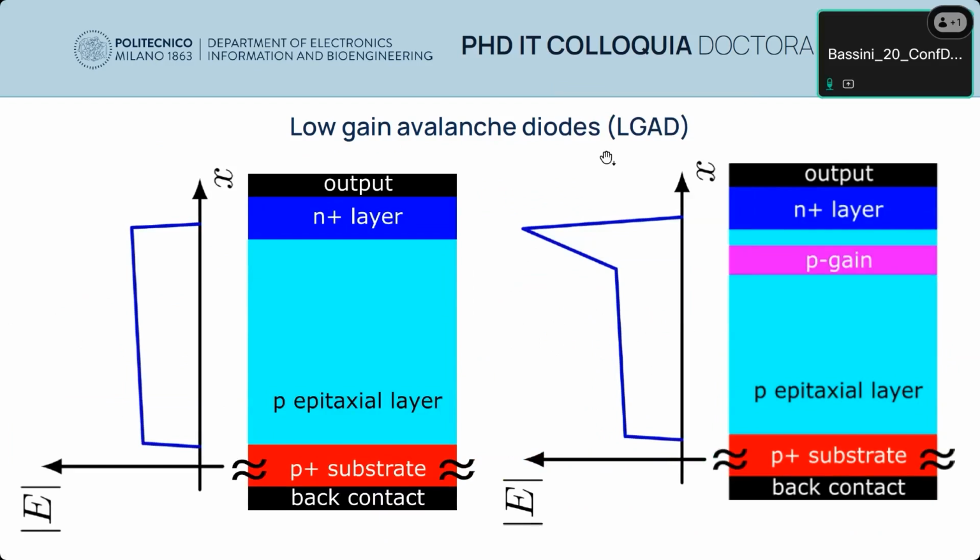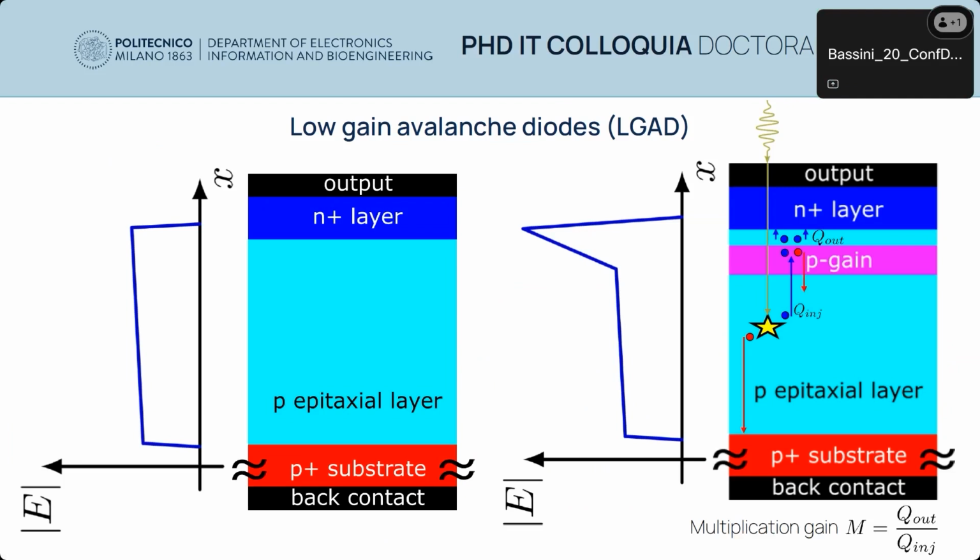Here I show the basic schematic of a diode and a low-gain avalanche diode. Looking at the electric field distribution across the diode structure, we can see a high electric field across the whole epitaxial layer. But in the LGAD, we have a peak of the electric field under the output electrode, which is achieved by ion implantation of the P-gain layer under the electrode. When the photon arrives, it creates electron-hole pairs, electrons travel to the gain layer, increase their kinetic energy, and start impact ionizing structural atoms. So we have more charge. The multiplication gain is defined as the ratio between the amount of charge coming out from the gain layer and the amount of injected charge.